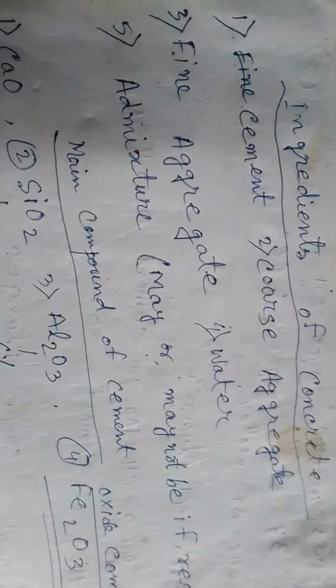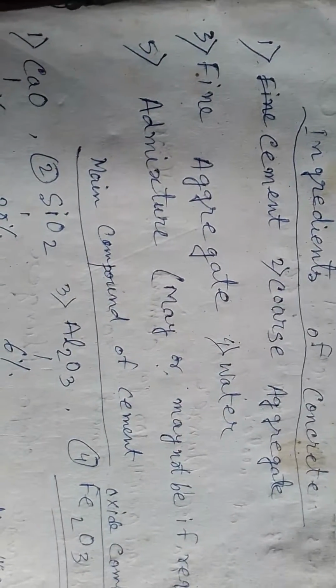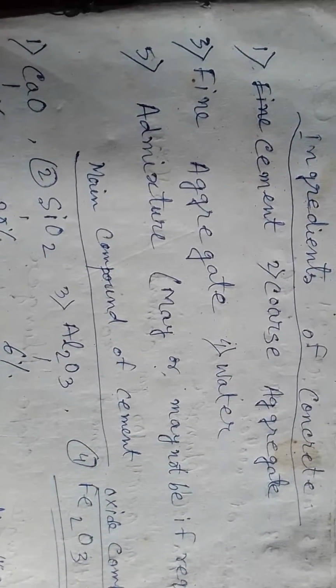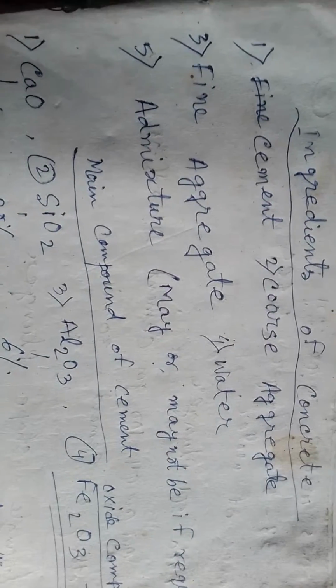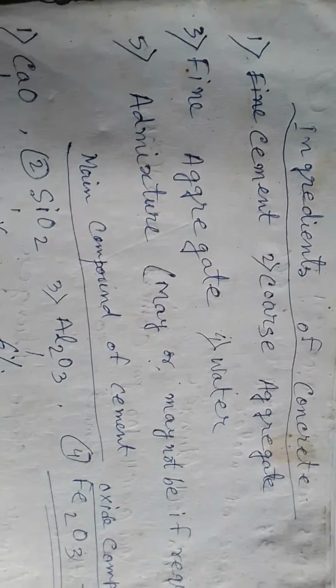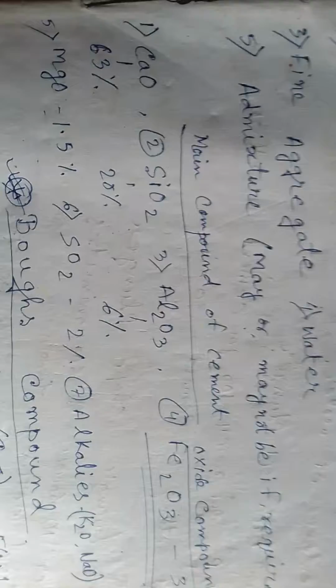Let's see it. First of all, to build a building we need concrete and bricks. So at first, what are the main ingredients of concrete? First, cement, coarse aggregate, fine aggregate, water, and admixture, which may or may not be present.